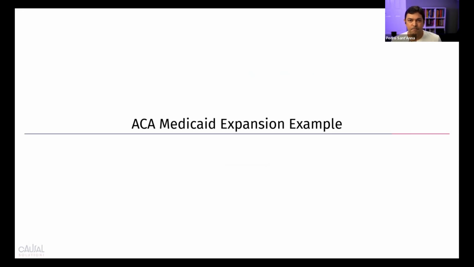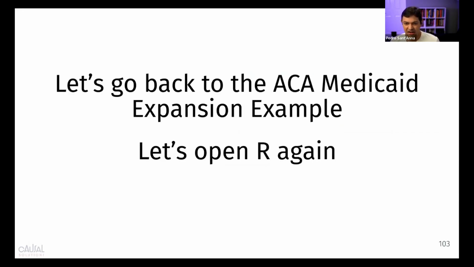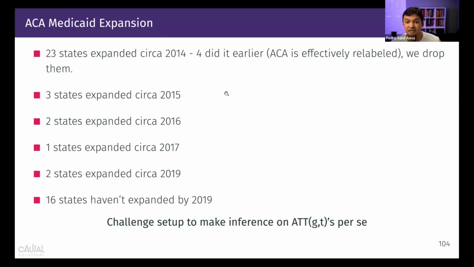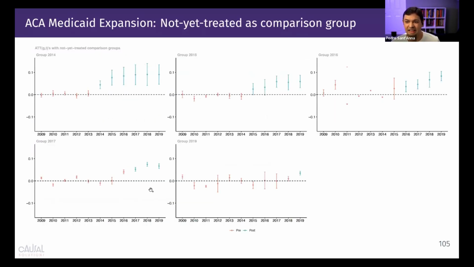Now, that's essentially the heart of Callaway and Santana. Let's go back to the ACA Medicaid expansion example, right? To see how this actually works in practice, because I want to give you the taste of how to do this in practice. I'm going to show you first the pictures here. Then I'm going to move to the software so we have everything concisely. So when you care about the ATTGTs, right? In general, the DID package is going to spit out for you one event study regression curve for each group.